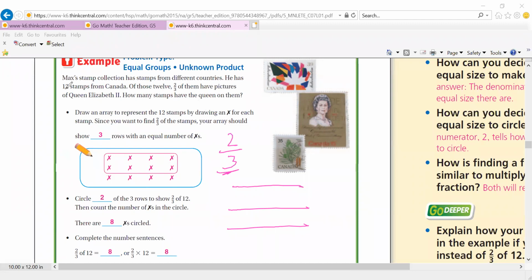And each group has 4 stamps. 12 means 3 times 4. You ask me, teacher, how do I know it's 4? Because they wrote a 12 here, and there are 3 groups. So 3 times what gives me 12? 4. That's why each group will have 4. I made 4 stamps in each group. And then how many? They asked you 2 out of 3 groups. So in 2 groups, how many are there? 4 plus 4? Your answer is 8.